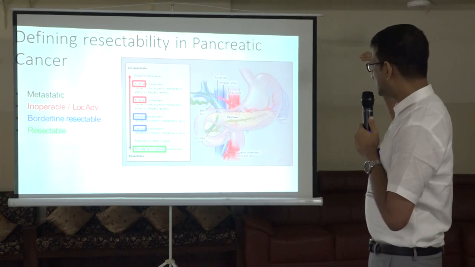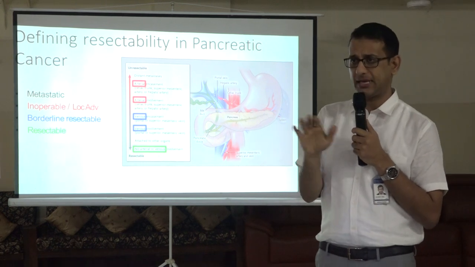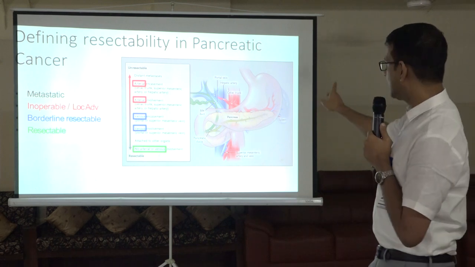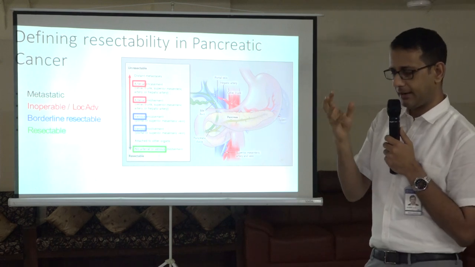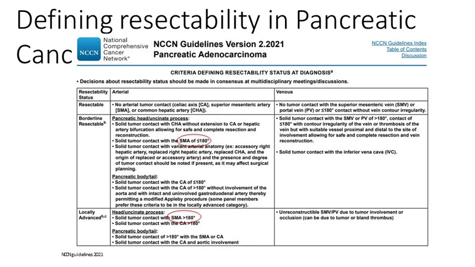So when you do a CT scan, and all patients should have a CT scan, not a PET scan or anything like that. Sometimes you may also need an MRI because the vascular anatomy may be better delineated on an MRI. And that's extremely important because resectable or not resectable is defined based on its relation to the vessels.